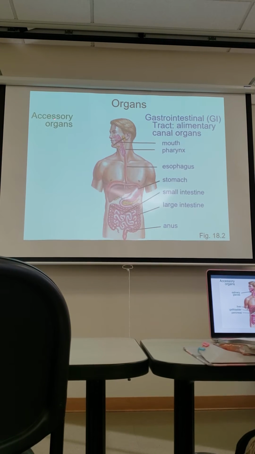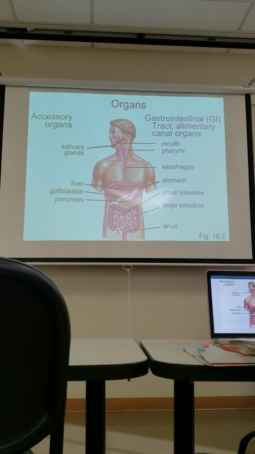On the other side, I've listed the accessory organs. Accessory digestive organs help you with digestion, but they lie off to the side of the GI tract. In other words, your food is never going to directly enter these accessory organs. The three main accessory organs are your salivary glands. You have salivary glands up here, almost by your ear, and some underneath your mouth, off to the side. Again, your food never goes up into your salivary glands.